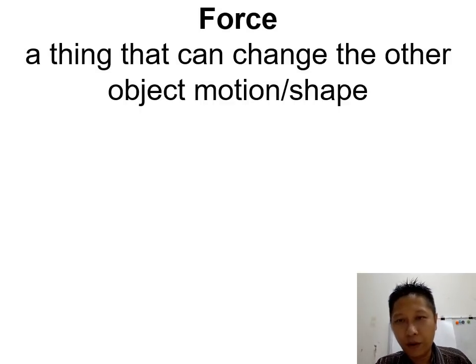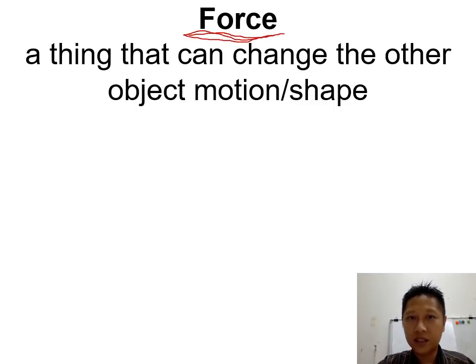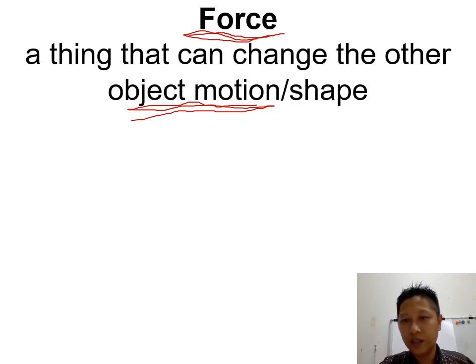So for this week, we are interested to know the formula that can redefine our motion. Force. Force is the thing that causes the change of our object's motion. So when we define the force, we can say that it is a thing that can change another object's motion or the shape, the form. But for our case, we are more interested in the motion of the object.